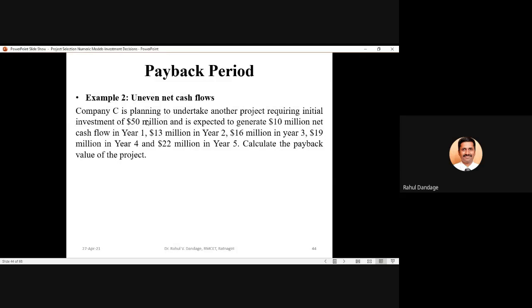So now $50 million is your investment. We have to check when you will be getting your investment back. Simply, 10 plus 13 is 23, plus 16 is 39, plus 19 is 58. So somewhere between year 3 and year 4, our investment is expected to be recovered. That exact value we need to find out.